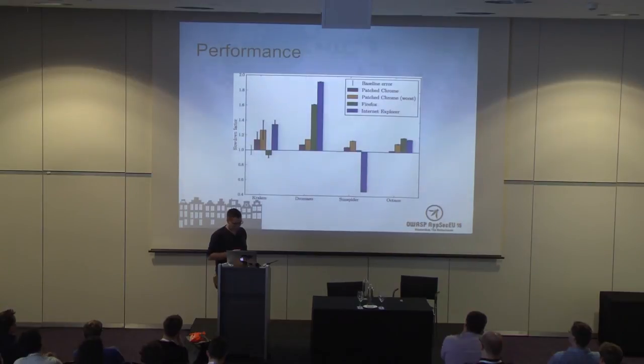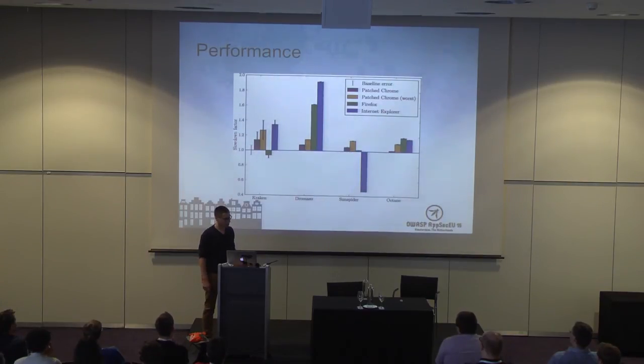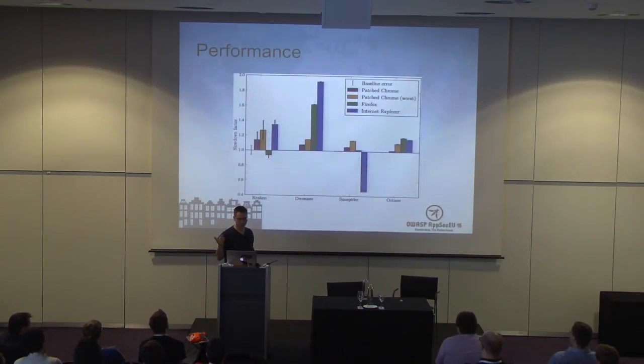Then we evaluated this in a third dimension, namely the performance. These are the results from evaluating with four different well-known benchmarks. We took a baseline version of Chrome, so an untainted version. We took Firefox and Internet Explorer. And as you can see here, there's a patched Chrome worst and a patched Chrome.